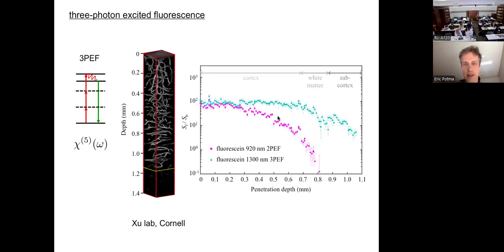Okay, this is actually a measurement by Chris Hsu, and this is in the brain. You see the cortex here, the white matter. You go even deeper beyond it, and what you can see is that for 2 photon, this is again labeled vasculature, it's fluorescein. This is the purple, that is the 2 photon, and in cyan, you see the 3 photon. You see the 3 photon has a much higher fluorescence to background signal than the 2 photon, so you can go much deeper with this method. So 3 photon excitation actually is the preferred way to go deep in tissues.